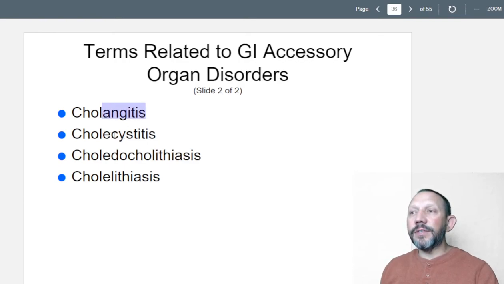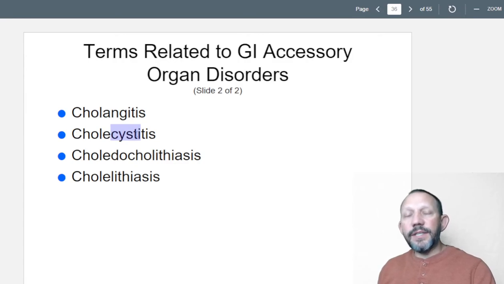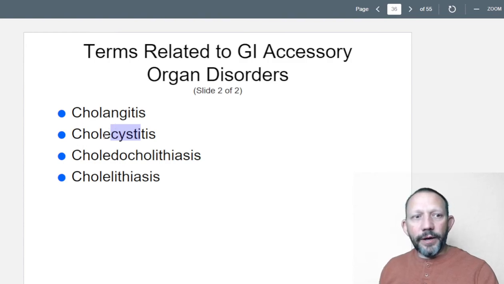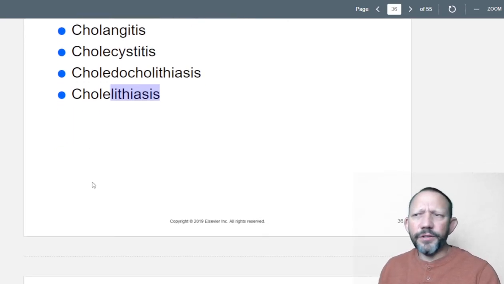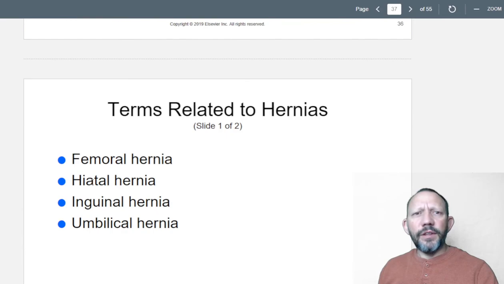Cyst basically means the container, and then chole means the gallbladder. So we have the gallbladder container, inflammation, itis, right? Okay, lithiasis means stones. So you can have cystolithiasis, so it's like bladder stones. Nephrolithiasis, we can have kidney stones.